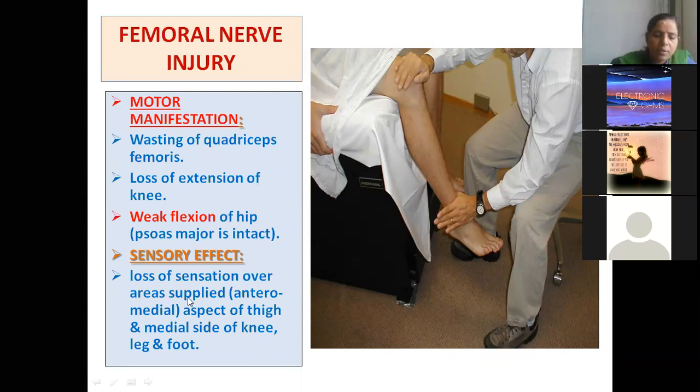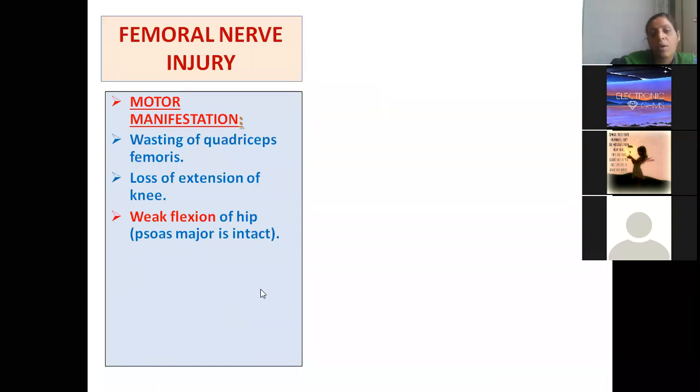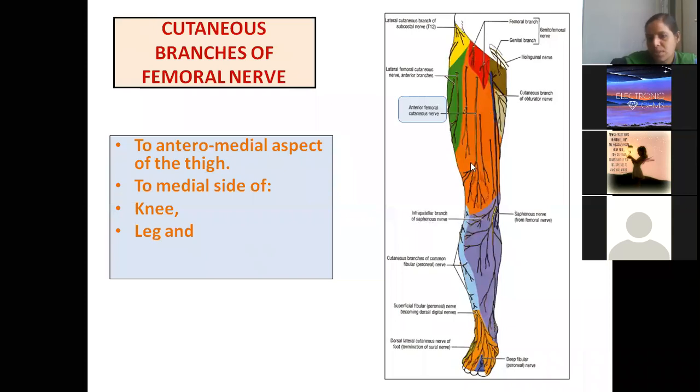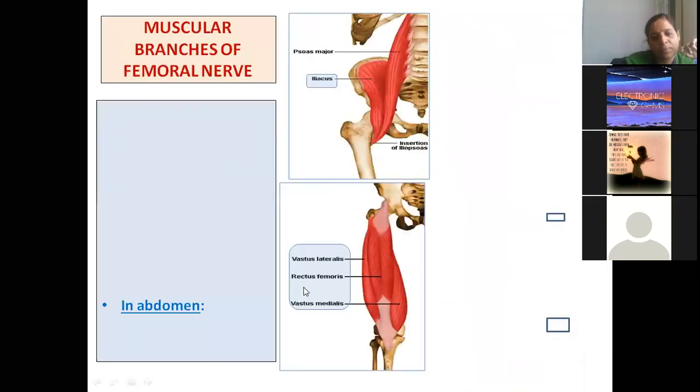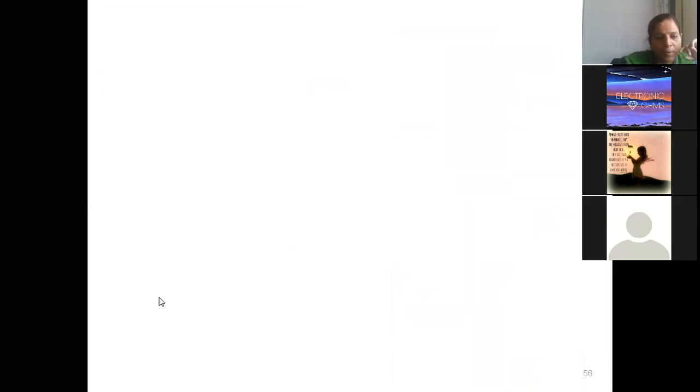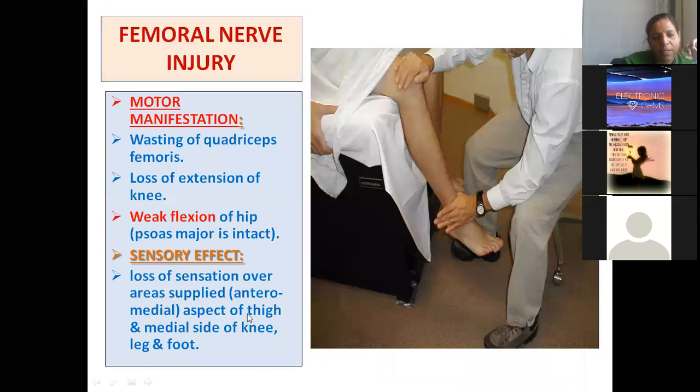Sensory effect: what are the sensory nerves we have seen? The medial and intermediate cutaneous nerves of the thigh coming from the femoral nerve, no? So that orange area I have shown you just now, that sensation is lost, and the violet area sensation is lost. This is the anterior and intermediate cutaneous nerve of the thigh, and this is the saphenous nerve. That is gone if the femoral nerve is damaged. Is that clear, Hema? Yes, ma'am. Loss of sensation over the area supplied: the anterior medial aspect of the thigh and the medial side of the knee, leg and foot. That is the sensory defect.